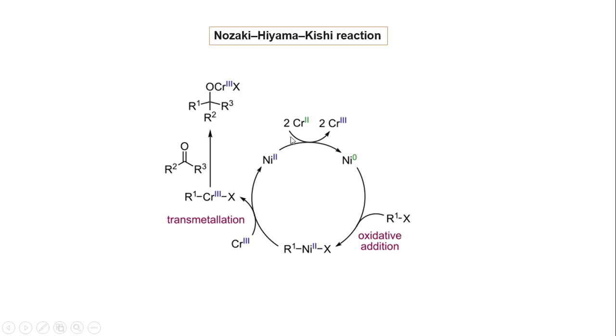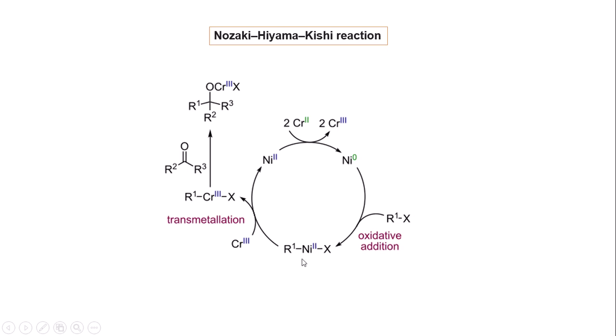Next is the Nozaki-Hiyama-Kishi reaction, a cross-coupling reaction with an aldehyde in the presence of nickel(II) and chromium(II). The first step is the reduction of nickel(II) to nickel(0) using chromium. Chromium(II) is first oxidized to chromium(III), and nickel(II) is reduced to nickel(0). Then nickel(0) undergoes oxidative addition with the alkyl halides or alkyl triflate.